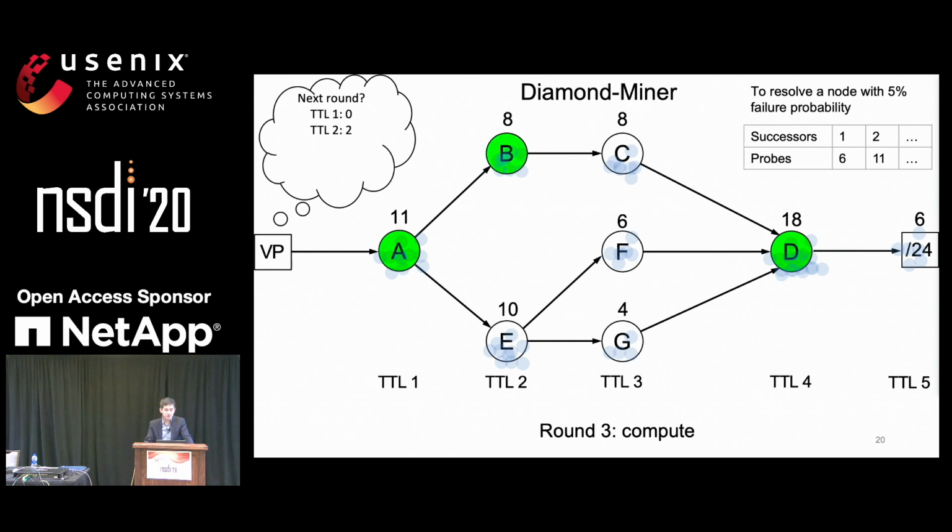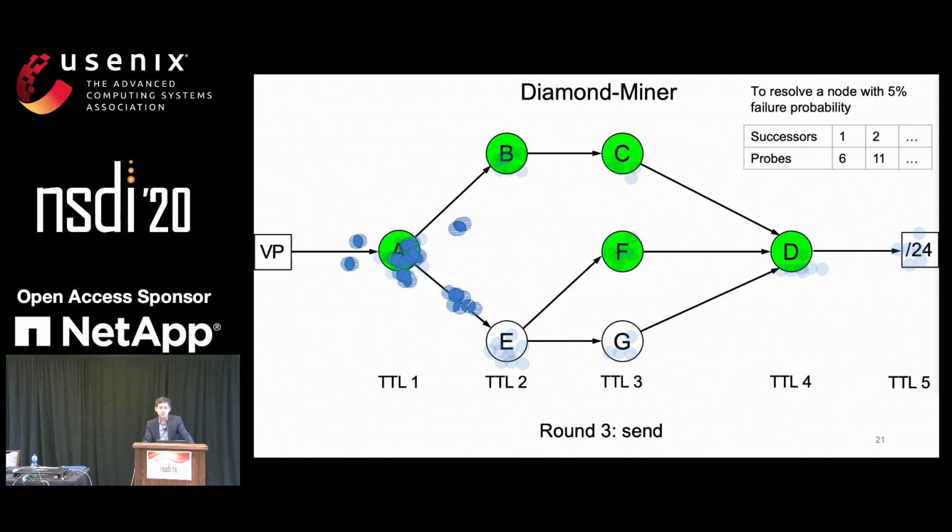The same type of computation that we did at round 2 shows that we need 2 probes at TTL2. At TTL3, we see that C and F have been resolved, but not G, and the computation brings 9 to be able to resolve G. TTL4, 9 as well, because it helps for resolving G. And at TTL5, we still have 0, because D has already been resolved. So then we send those probes for round 3, and let's see if we still have nodes that have not been resolved.